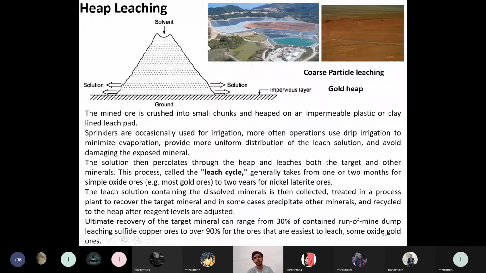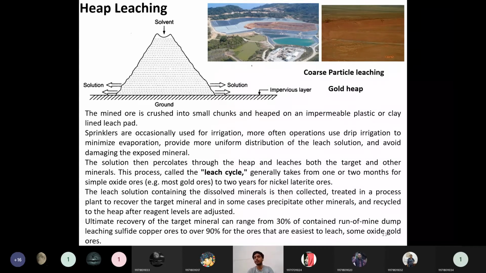So the idea behind heap leaching and in situ leaching is that whatever recoverable material is there can be recovered at the same place as the mining place. So these heaps can also be arranged near the mining place. These two operations come under coarse particle leaching.